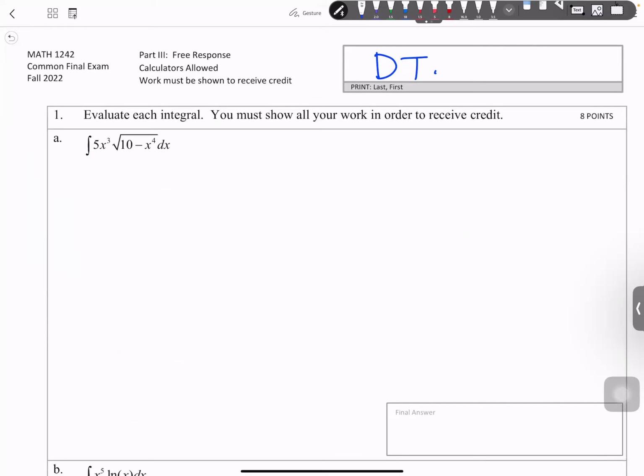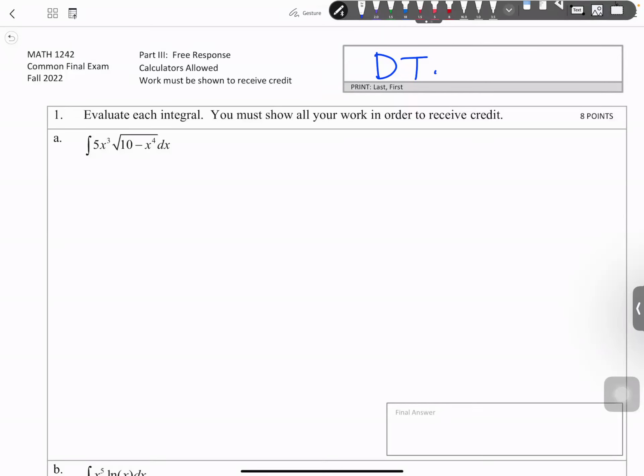All right, part 1, problem number 1 says, evaluate each integral. You must show all your work to receive credit. All right, so for this first one, this to me looks like a standard U substitution problem. We just want to see if you can just follow the steps and show all of your work. Show all of your work means good notation. Don't leave off a dx when you find a differential.